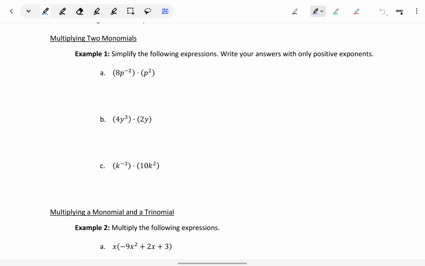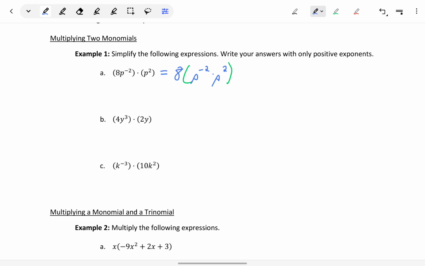So in part A, we want to simplify this expression where we have 8p to the negative second power times p squared. All of these factors are being multiplied together, so we can rearrange these factors and we can change the grouping for what we multiply together first. So we could change that grouping and rewrite this as 8 times p to the negative second times p squared.